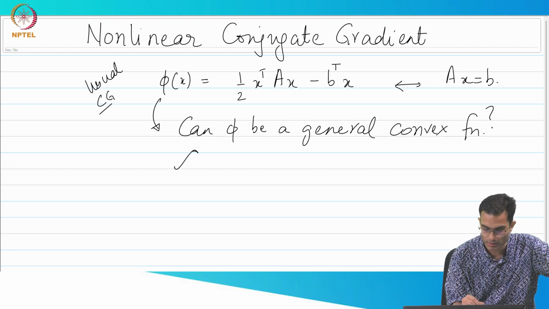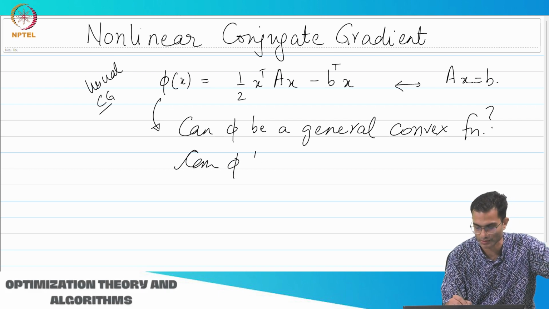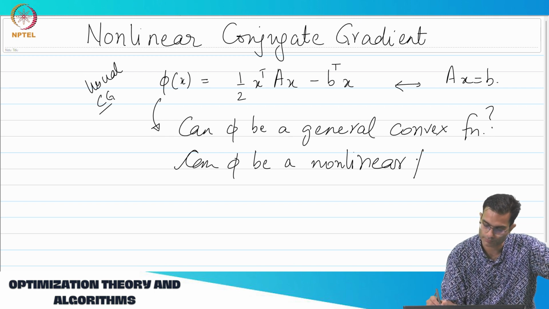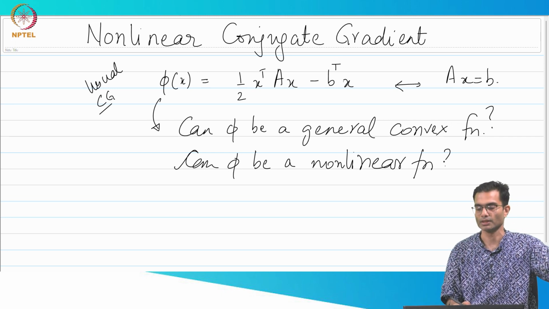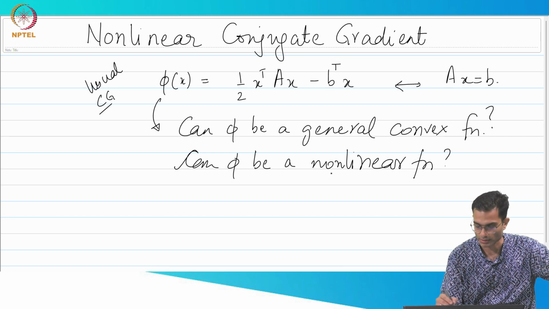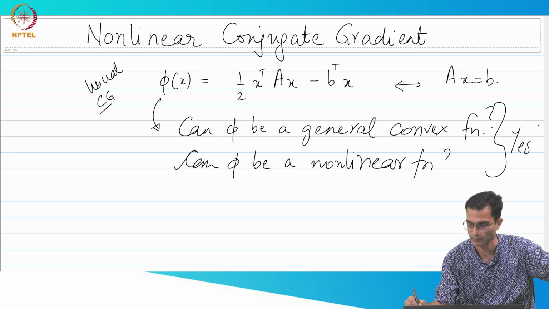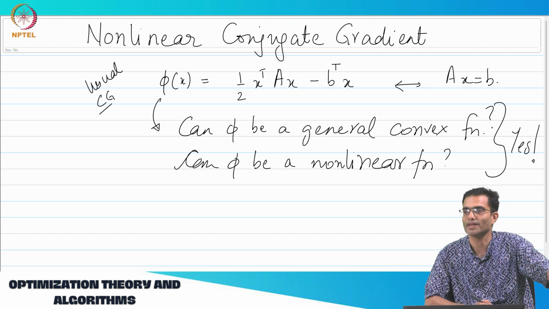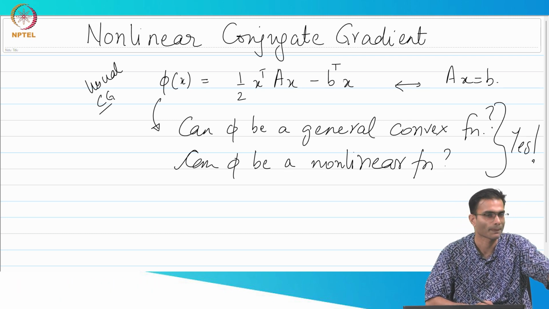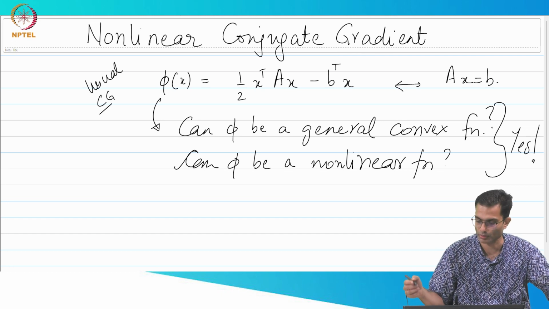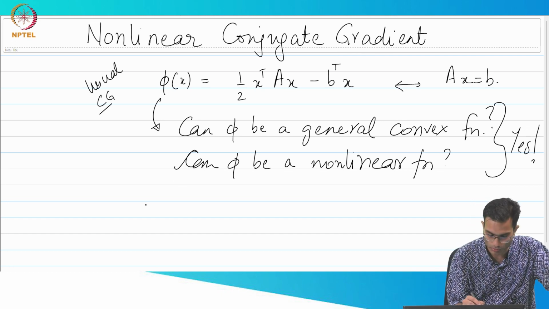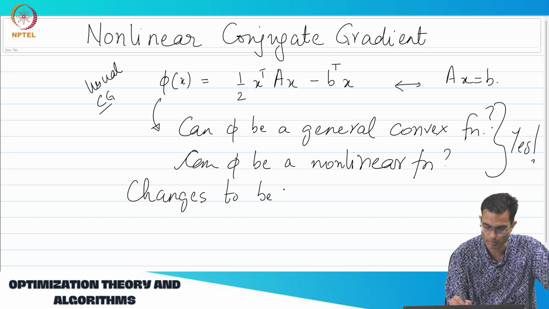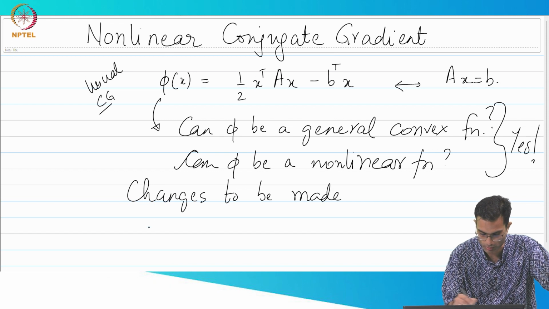The other question is, related to this, can phi be a non-linear function? If you pose this question, the answer turns out to be yes. But we have to obviously make some modifications for this to work. And these modifications are more or less common sense, right? So what changes will we have to make? Can you think of it?